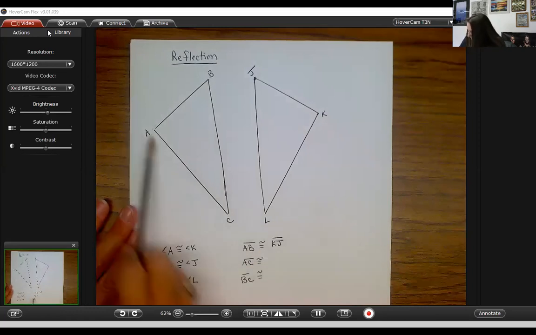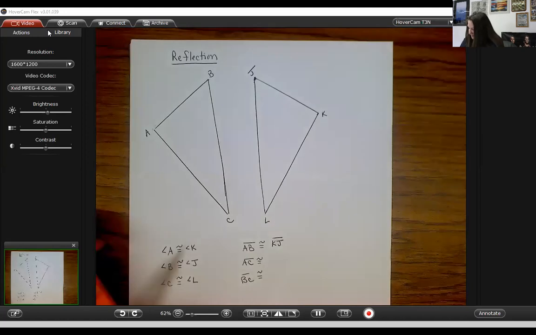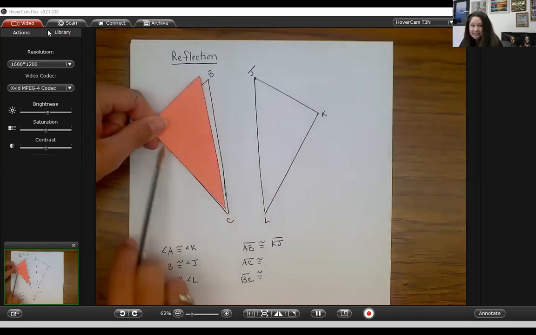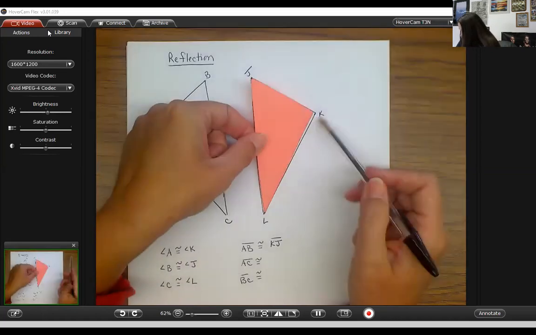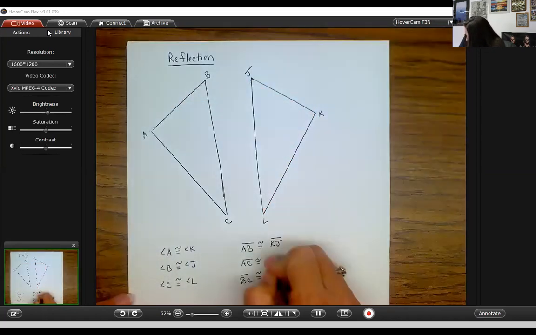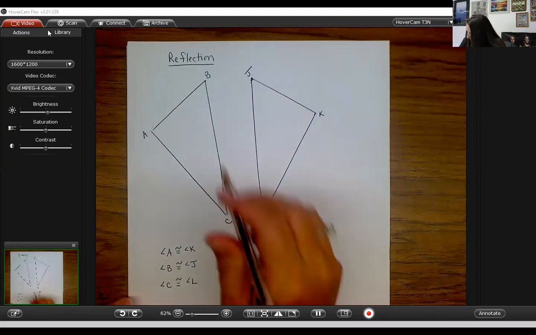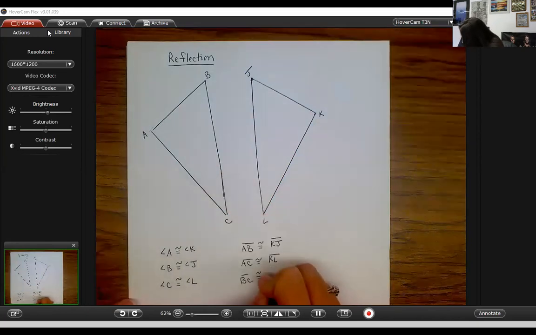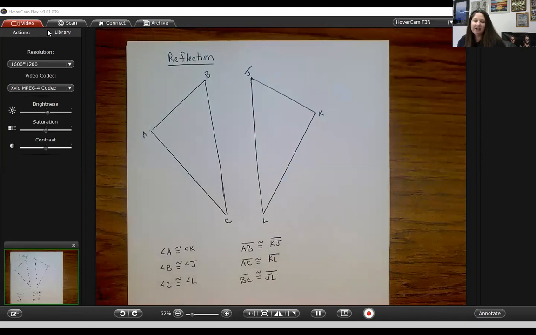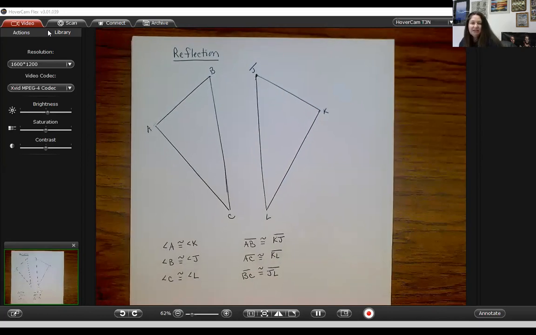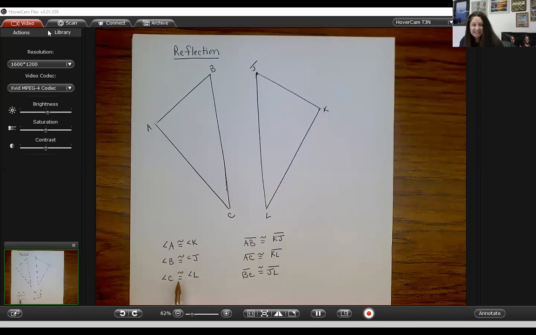And side AC, if we think about this one here, this side is flipping to this side here, which was KL. And then side BC is going to flip to side JL. So these are considered to be those 3 sets of corresponding angles and 3 sets of corresponding sides. If all angle measurements and all side lengths are the same, the triangles are going to be congruent.